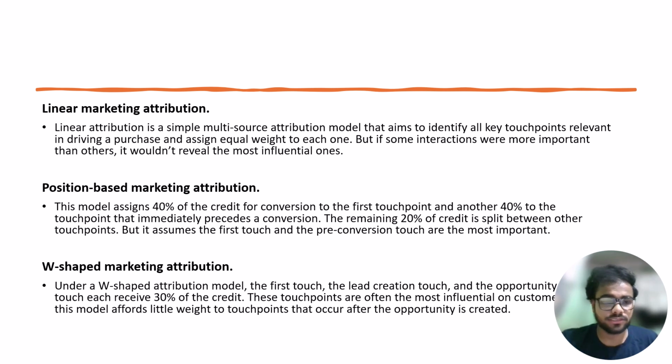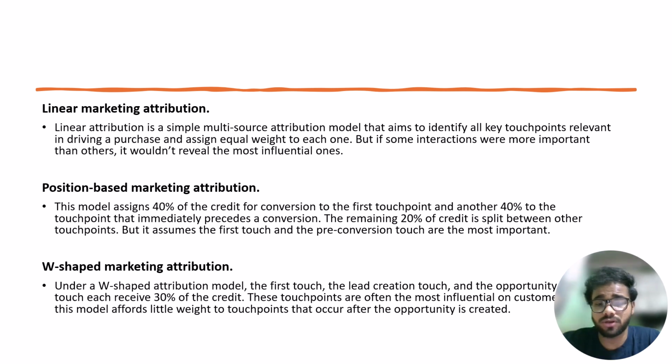Okay, let's jump into the next one, that is position based marketing attribution. So here, 40% of the credit for the conversion is assigned to the first touch point, and another 40% to the touch point that immediately precedes the conversion.